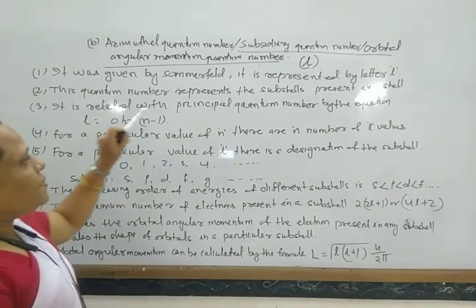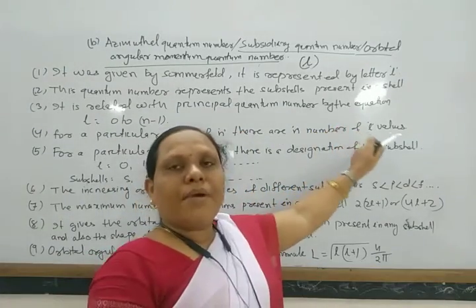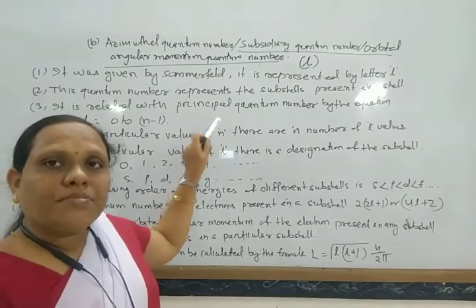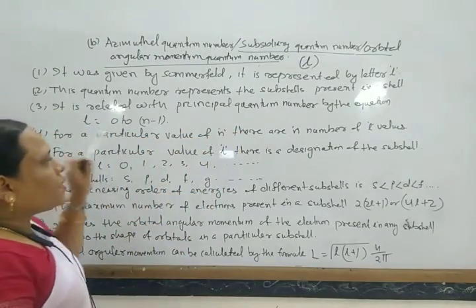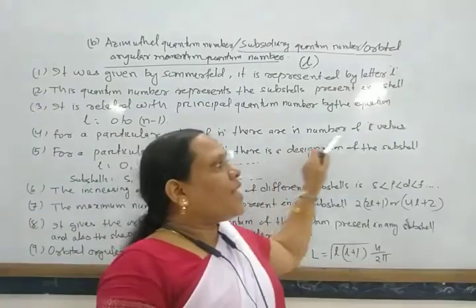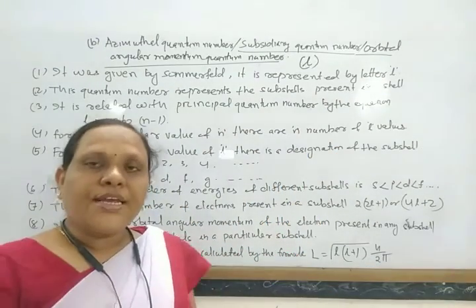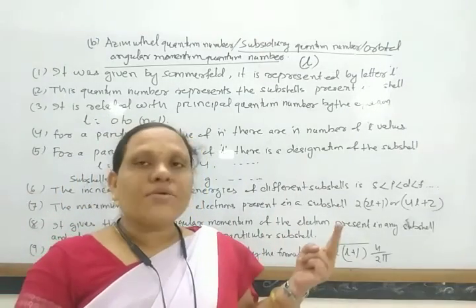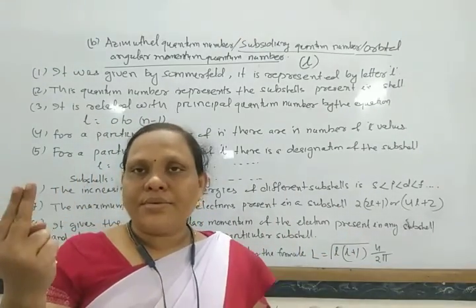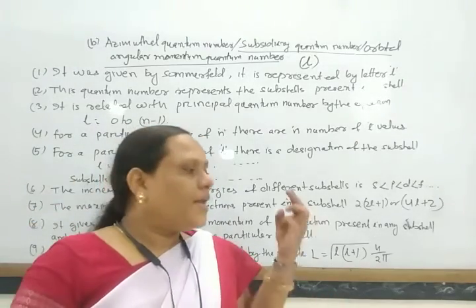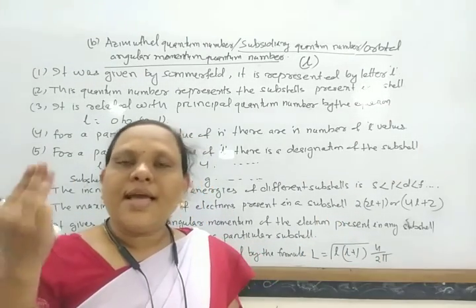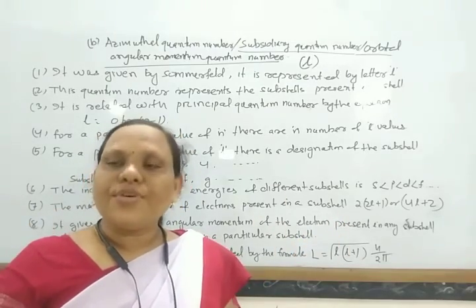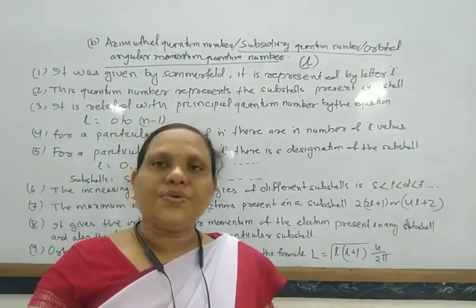It is related to the principal quantum number by the equation L equal to 0 to n minus 1. For a particular value of n, there are n number of L values. If n equal to 1, there is 1 L value. If n equal to 2, there are 2 L values: 0, 1. If n equal to 3, there are 3 L values: 0, 1, 2. If n equal to 4, 4 L values: 0, 1, 2, 3.